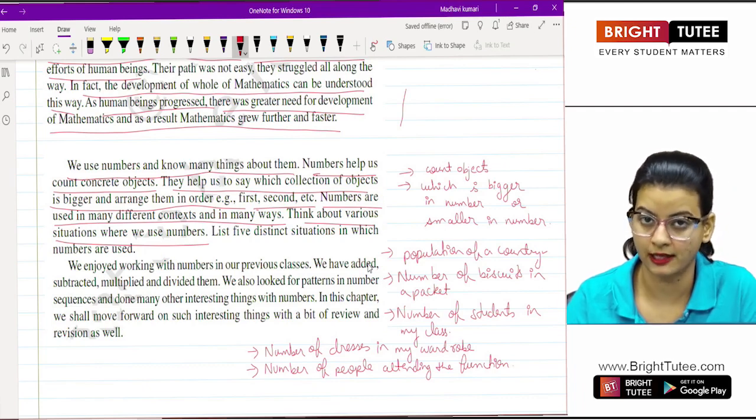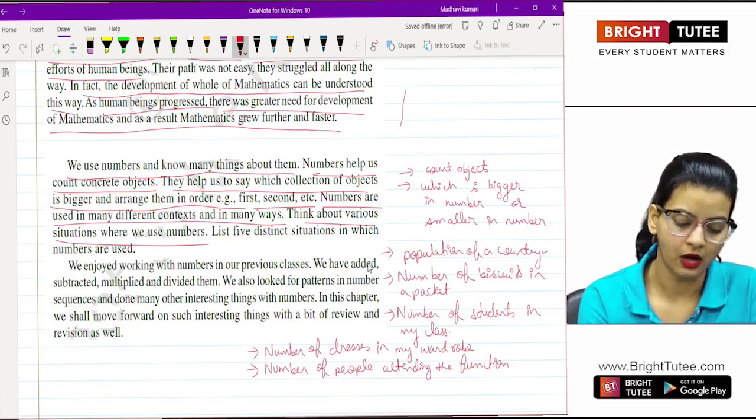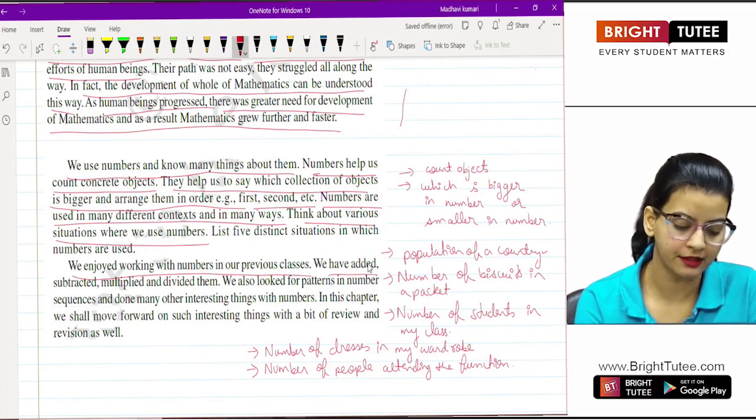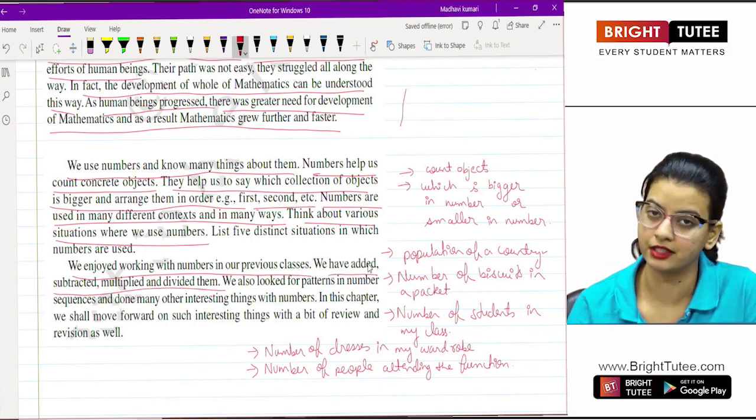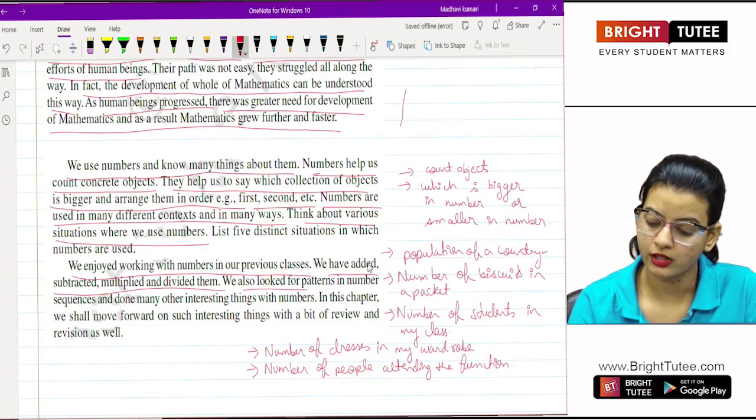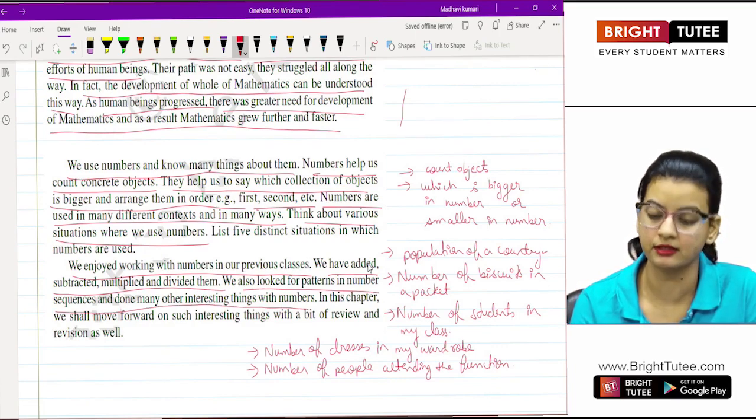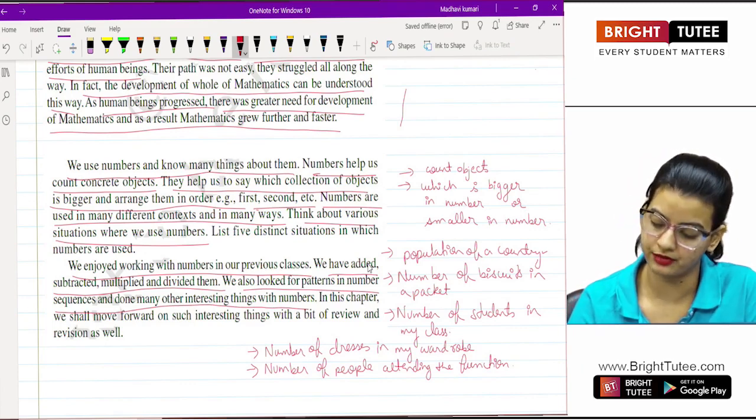Now, we enjoyed working with numbers in our previous classes. We have added, subtracted, multiplied and divided them. We have performed these basic arithmetic operations with numbers. We also looked for patterns in numbers and sequences and did many other interesting things with numbers.